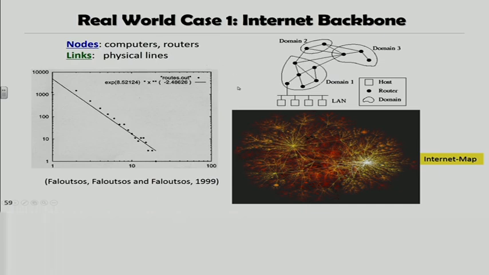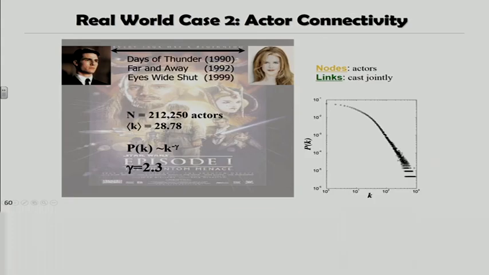So here, just to give you a few interesting examples. This is the internet visualization. This is their power law distribution. This is the actor connectivity. They also follow the power law. Some actors are so attractive, everybody links to them, right?